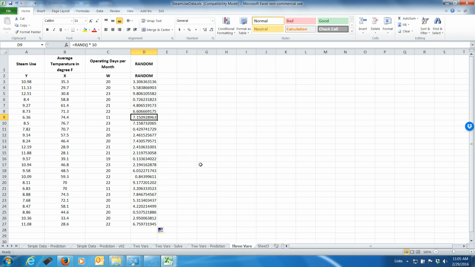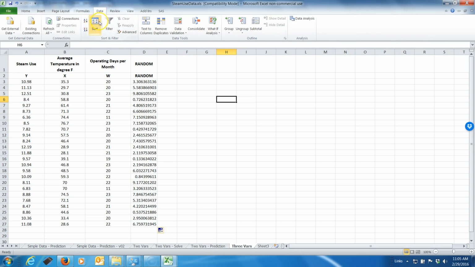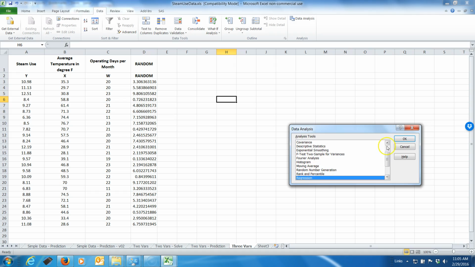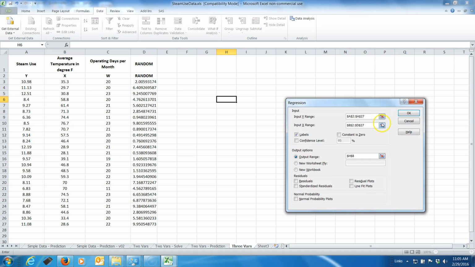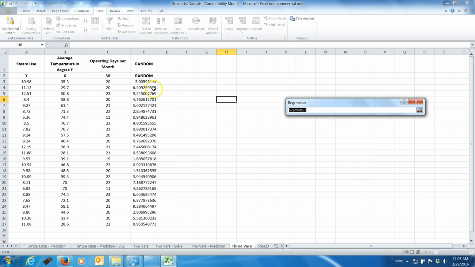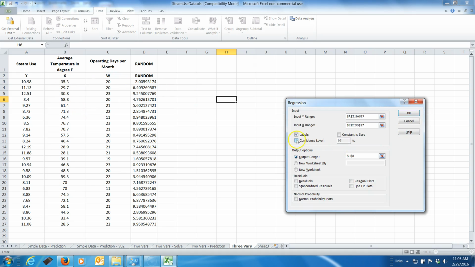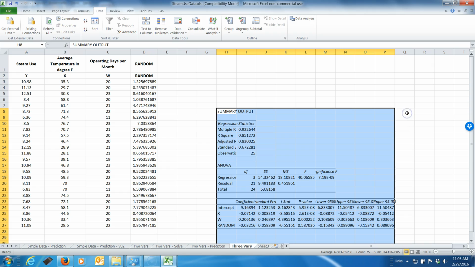So let's do the same thing that we did before, and let's build ourselves a predictive model. So let's come over here and do this, regression. We're going to put it right here. And let's go over here. Now the y's are going to stay the same. The x's are going to be these guys right here. We hit that, and we still have the label, and we hit OK.